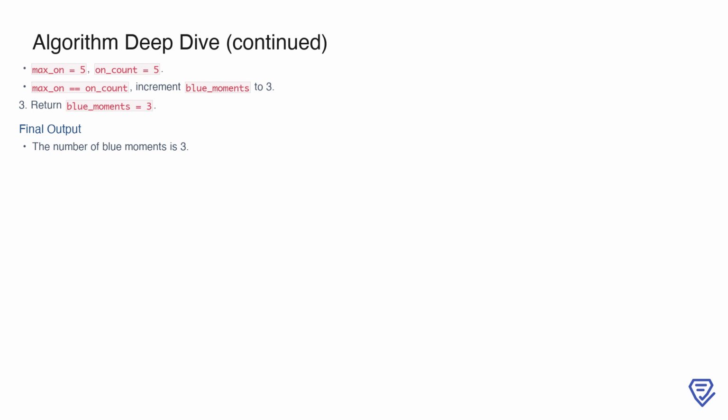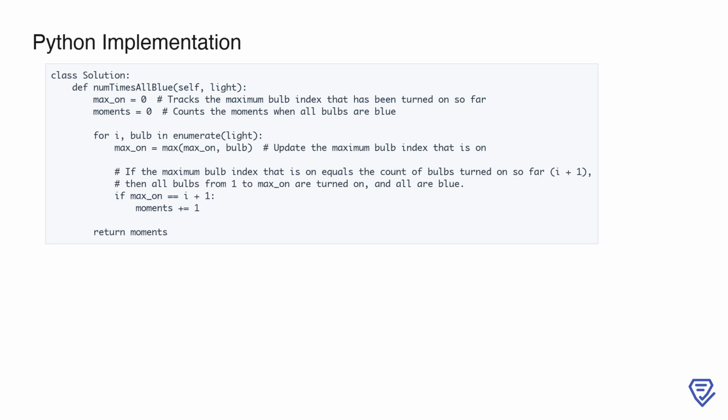This means there are 3 moments when all the bulbs that are currently on are blue. This example demonstrates how the algorithm efficiently tracks the state of the bulbs and counts blue moments using the key comparison between max_on and on_count. This solution implements the problem Bulb Switcher 3 using an efficient approach.